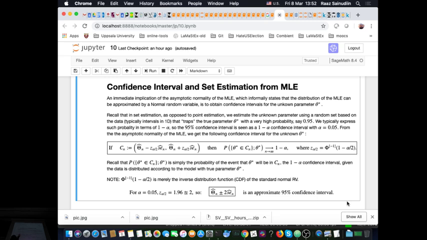So I'm going to define C sub n to be this interval. The left end point is theta n hat minus z alpha over 2 times the standard error. So what is z alpha over 2? That's just the inverse of the distribution function for the normal, right? So you guys have seen this. It's the tables that you have in your 100 level statistics course. So this is the CDF of the standard normal, right?